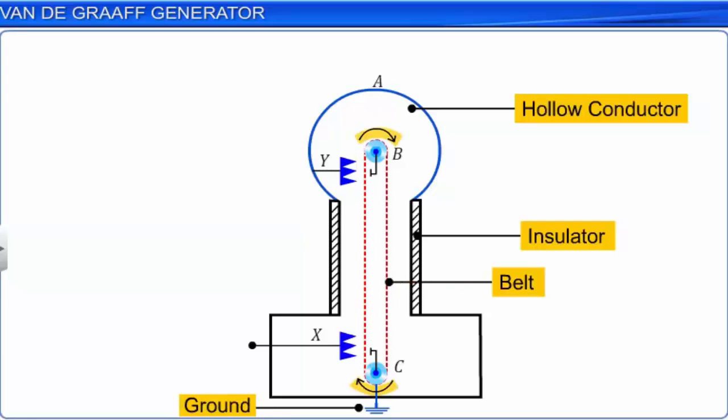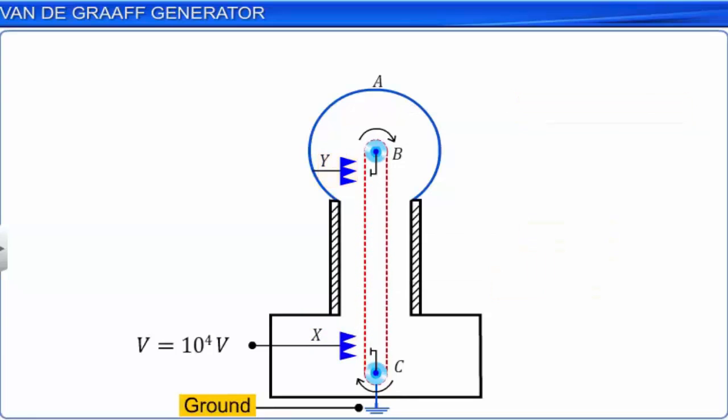As the pulleys move continuously, the belt also moves continuously. Two comb-shaped conductors, X and Y, having metallic needles, are mounted near each of the pulleys pointing towards the belt. The lower comb X is maintained at a positive potential of about 10^4 volt by a power supply system. The upper comb Y is connected to the metallic sphere A.